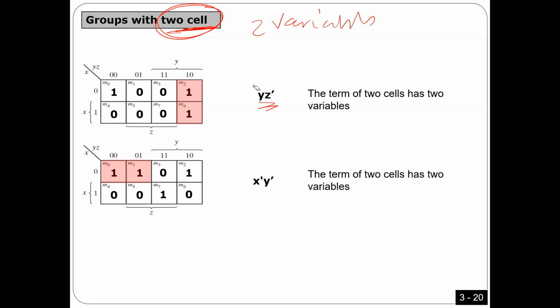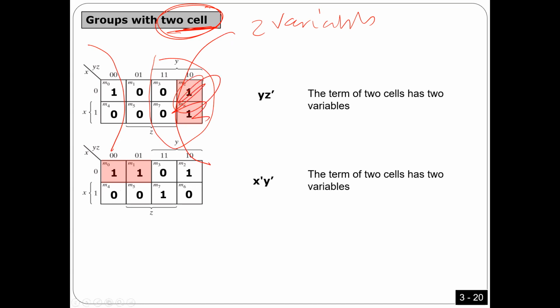Make it easy. If you get the intersection between the area of Y and the area of Z prime, you will get these two ones. How? This is the area of Y, and this is the area of Z prime. The intersection will give you this one.